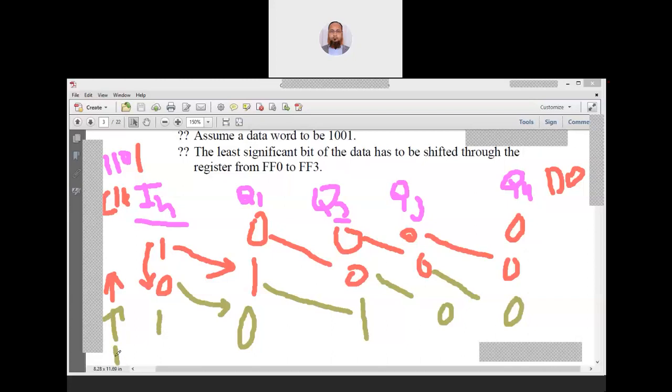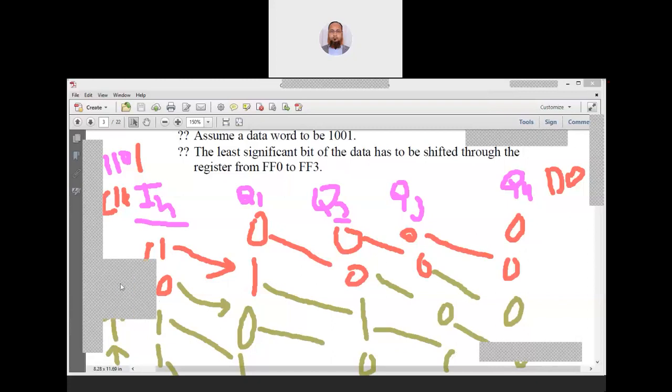So as soon as the clock comes, this will move here, 1, this will move here, 0, this will move here, 1, this will move here, 0, and the next data is 1. And in the next cycle, this will change to 1, this will change to 1, this will change to 0, and this will change to 1, and like that you can see that we have got 1101.